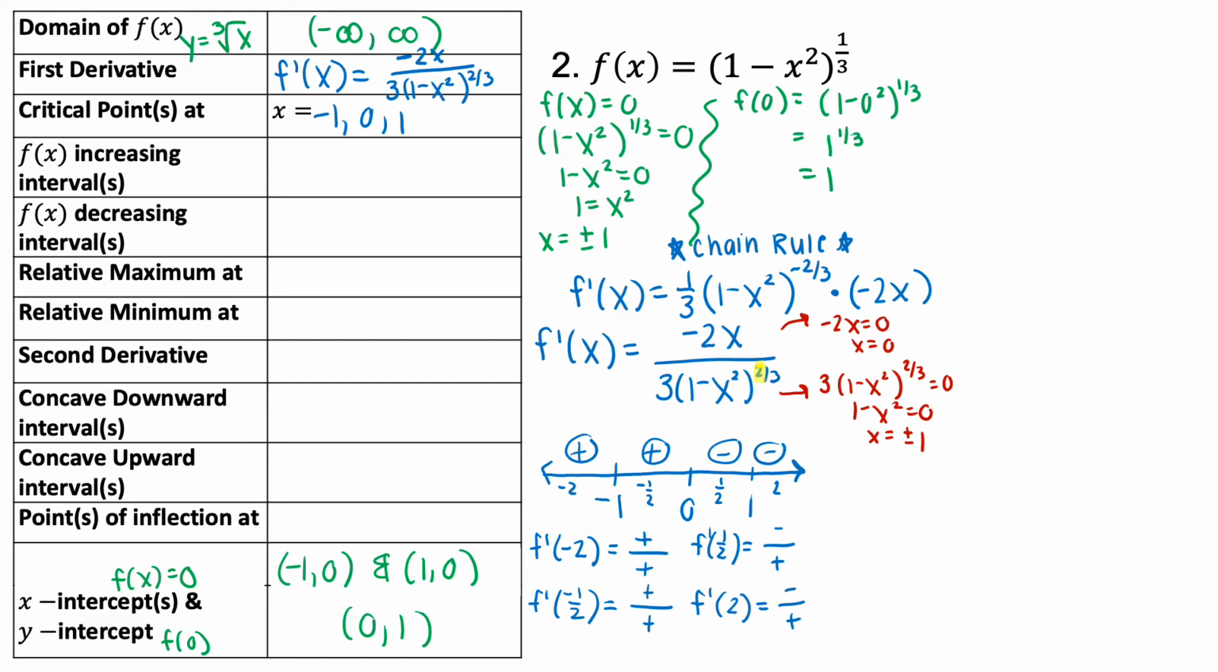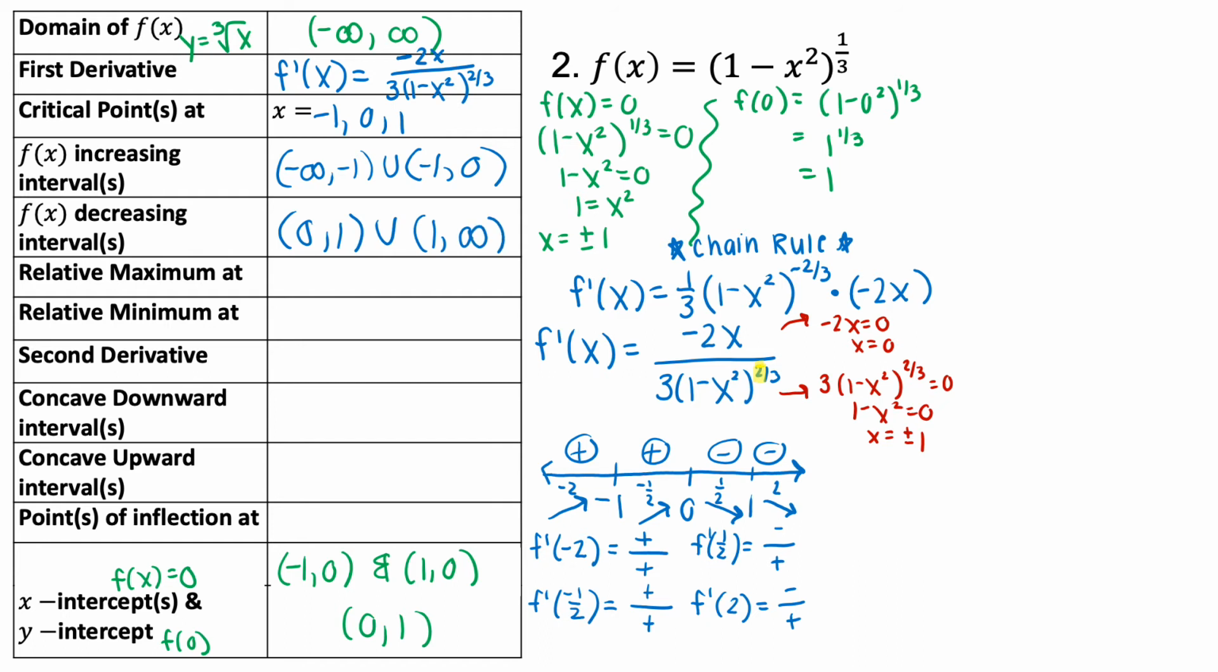So what's happening is we are increasing from -infinity to -1, and then still increasing from -1 to 0. Then we start decreasing from 0 to 1, but we're decreasing again from 1 to infinity.